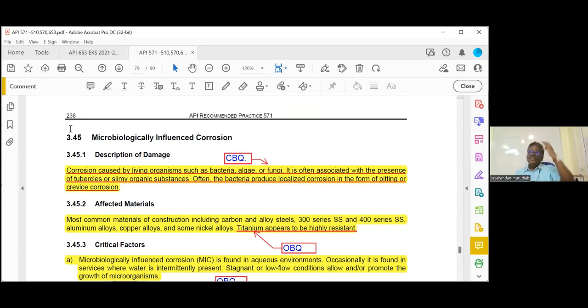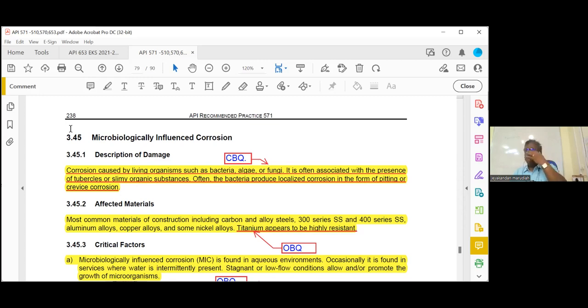Now, MIC is due to stagnant water. Generally, flowing water will not cause as much corrosion as stagnant water. Stagnant water will cause corrosion due to living organisms and fungus formation. Algae, fungus formation, we call it microbiologically influenced corrosion.